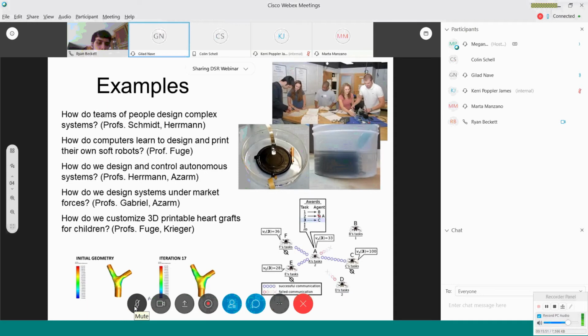And then finally, an example of a rather forward-looking piece of work that's being done in this area. Just one typical example is the creation of 3D printable heart grafts for children, which is being done by Professor Fugue and Krieger. Other examples are using different types of systems to look at epidemiology or to look at sales. So there's lots of ways in which these advanced design tools are being used to improve the manufacturing process. Okay, if we go to the next slide, we'll go to the second group.